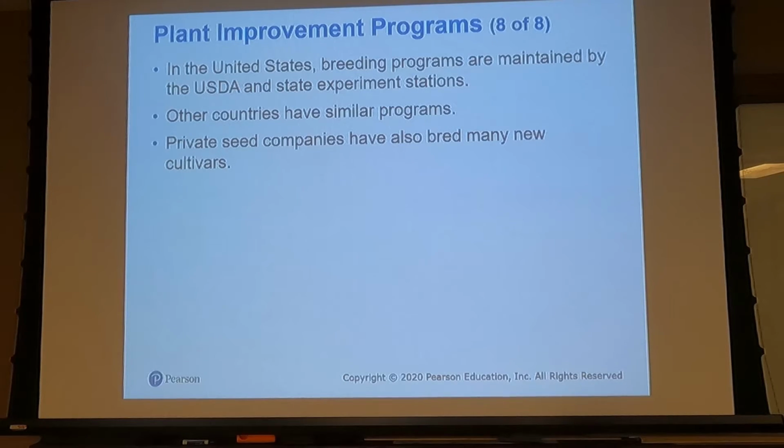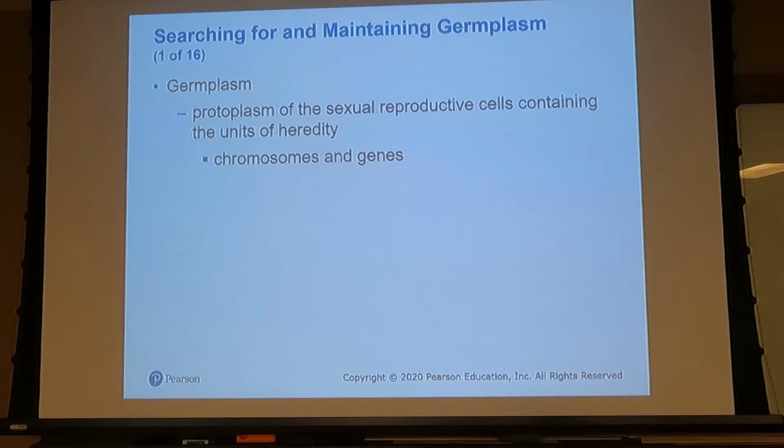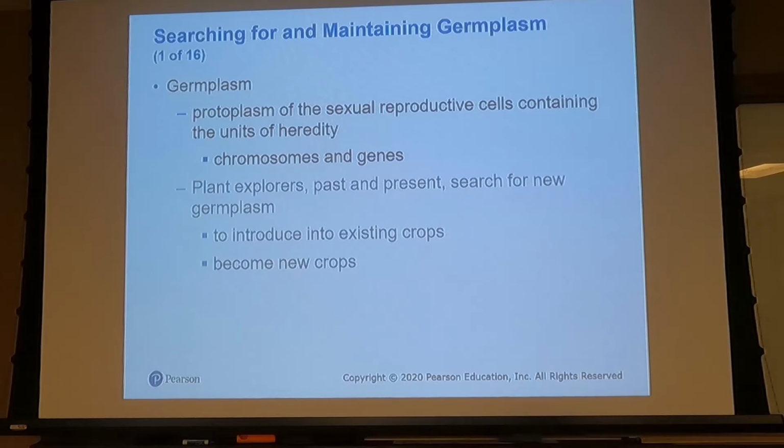So in the United States, the USDA is what preserves or maintains those breeding programs. Private seed companies also have made new cultivars to promote their business. So the germplasm that we're looking at is actually the protoplasm of the sexual reproductive cells that contain those chromosomes and genes.